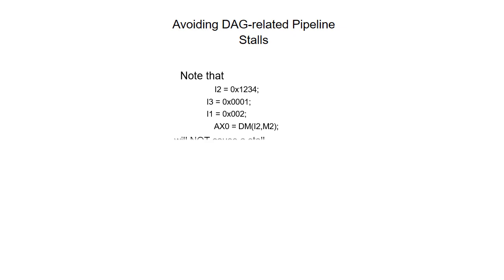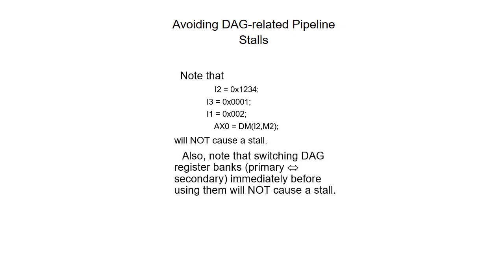Avoiding DAG related pipeline stalls. Note that I2 = 0x1234 and I3 = 0x0001, I1 = 0x002. So AX0 = DM(I2, M2) will not cause a stall. We also have to note that switching DAG register banks, that is primary to secondary, immediately before using them does not cause a stall.